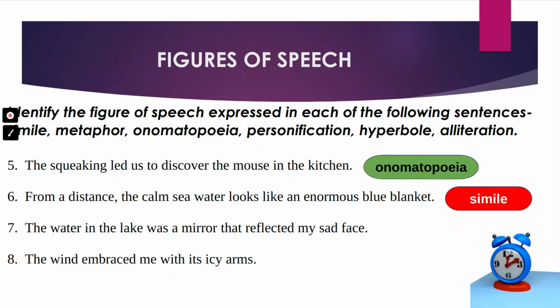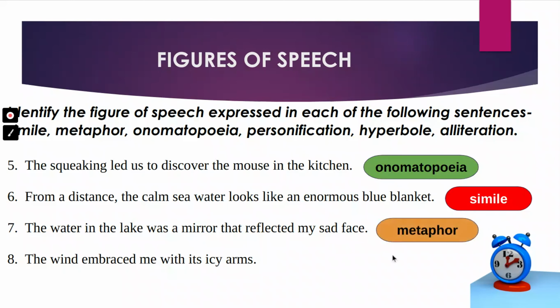Number 7. The water in the lake was a mirror that reflected my sad face. There is another comparison here. So, the water in the lake is being compared to a mirror. Two different things, but they have something in common. That is the ability to reflect. Now, this comparison is not made using as or like. So think about the figure of speech whose function is to make a comparison, yes, but which does not depend on as or like. That's right, the metaphor.